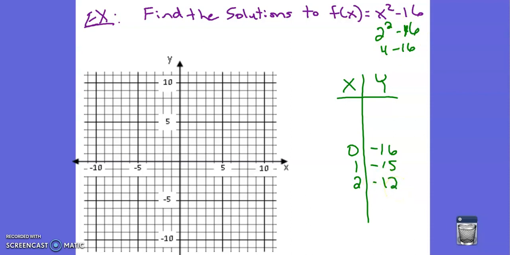I'm just plugging these numbers in. If I plug 4 in, 4 squared is 16, and 16 minus 16 is 0. Also, once you find the axis of symmetry, it's reflective, and 0 happens to be the axis of symmetry. So I could put negative 1, negative 2, and negative 4, and it would literally be reflective.